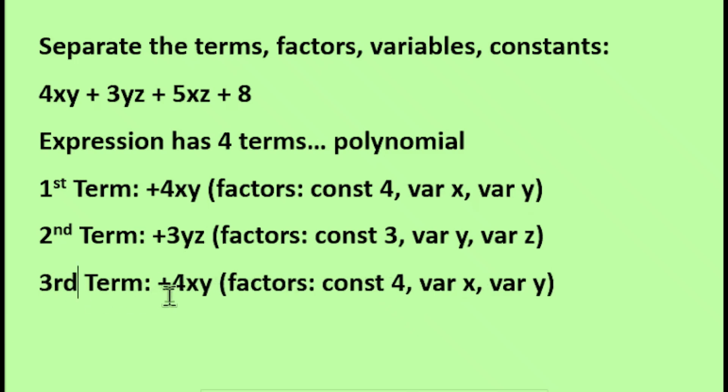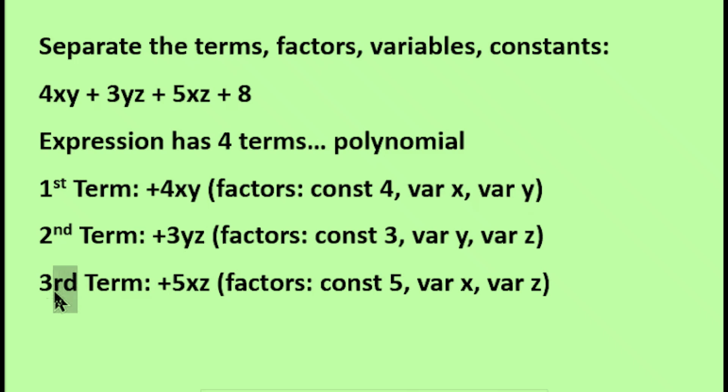Third term, it is 5xz. So you have factors, constant is 5. 5 means plus 5. Variable x and variable z. And then you have the fourth term.